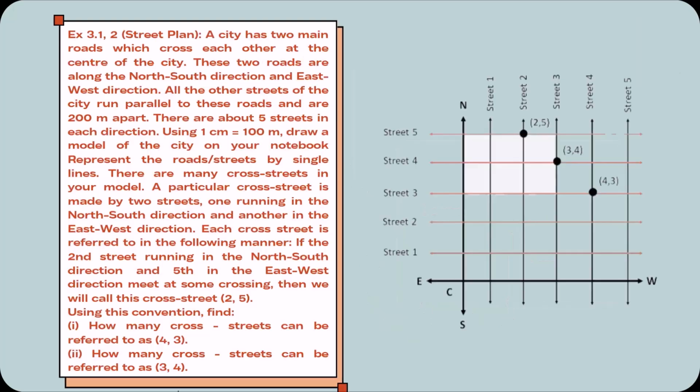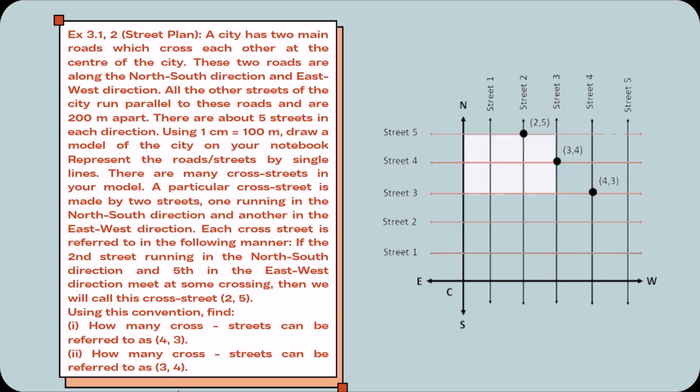Let's try another question. The question looks very big, but the answer is very small. A city has two main roads which cross each other at the center of the city. These two roads are along the north-south direction and east-west direction. All the other streets of the city run parallel to these roads and are 200 meters apart. So each of them are 200 meters apart.